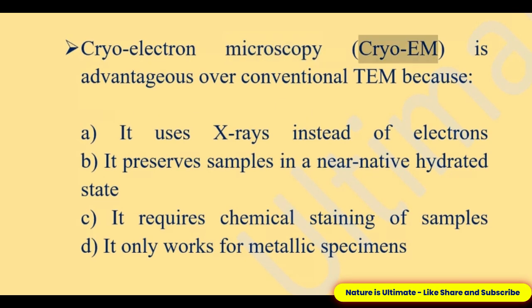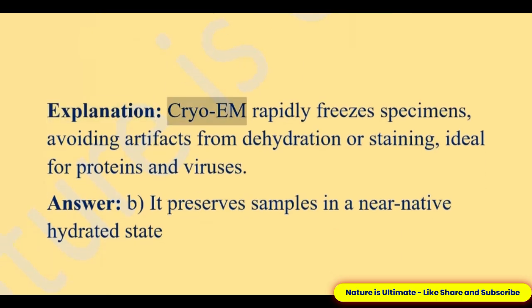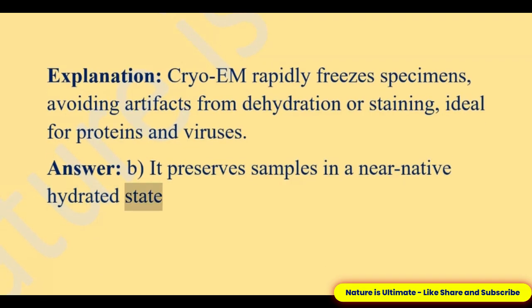Cryo-electron microscopy, Cryo-EM, is advantageous over conventional TEM because: A. It uses X-rays instead of electrons. B. It preserves samples in a near-native hydrated state. C. It requires chemical staining of samples. D. It only works for metallic specimens. Explanation: Cryo-EM rapidly freezes specimens, avoiding artifacts from dehydration or staining, ideal for proteins and viruses. Answer: B. It preserves samples in a near-native hydrated state.